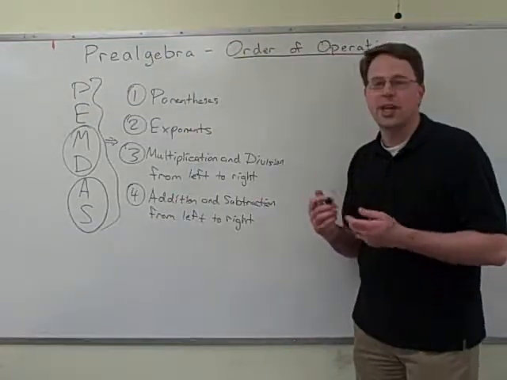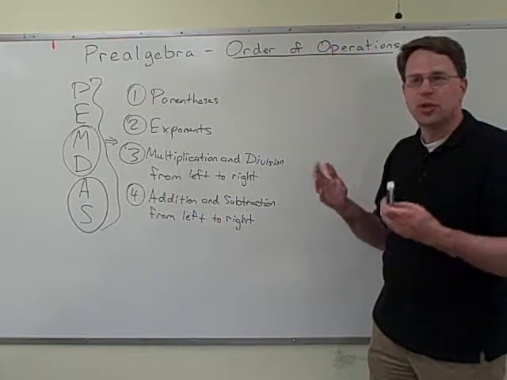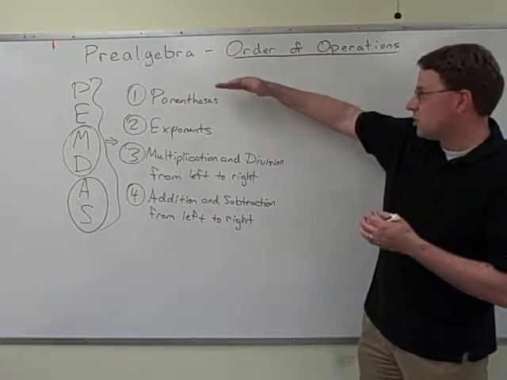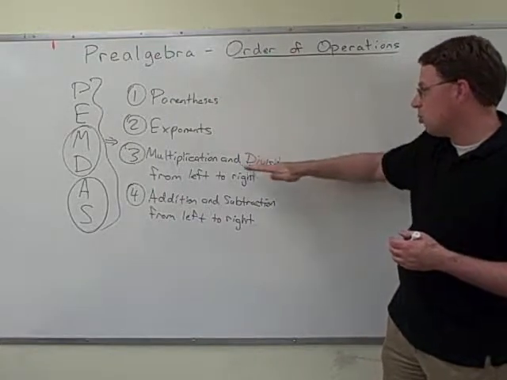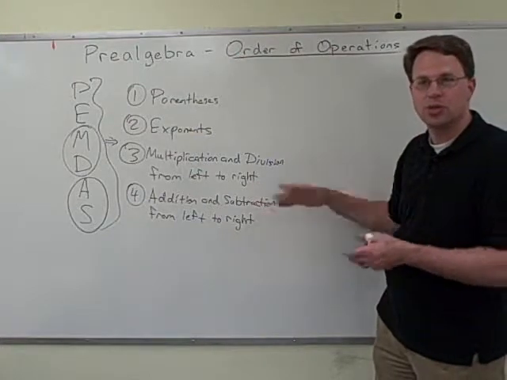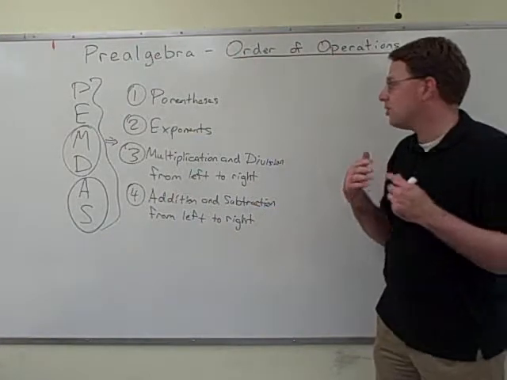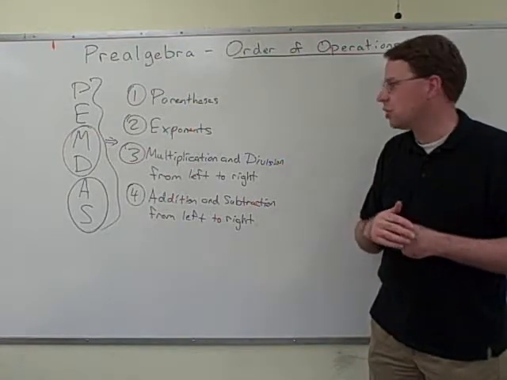Okay, so just to recap, for order of operations, you can solve any problem. The first step is to take care of parentheses, then exponents, then multiplication and division from left to right, then addition and subtraction from left to right, just like we did in the examples. If you do that, you can solve any problem with order of operations, and it should get you the right answer.